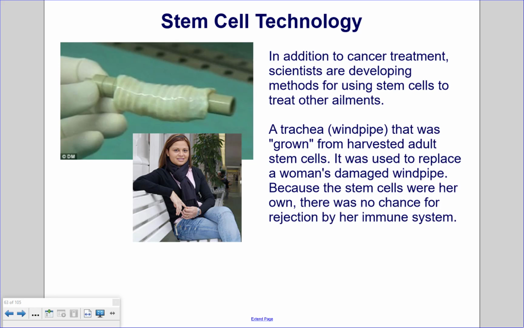Stem cell technology. In addition to cancer treatment, scientists are developing methods for using stem cells to treat other ailments. Remember, since stem cells can produce many different kinds of tissues and organs, they can be used in replacement treatments for organs that are damaged and need to be replaced. A trachea or windpipe, pictured here on the left, was grown from harvested adult stem cells, and it was used to replace a woman's damaged windpipe. Because the stem cells were her own, there was no chance for rejection by her immune system.